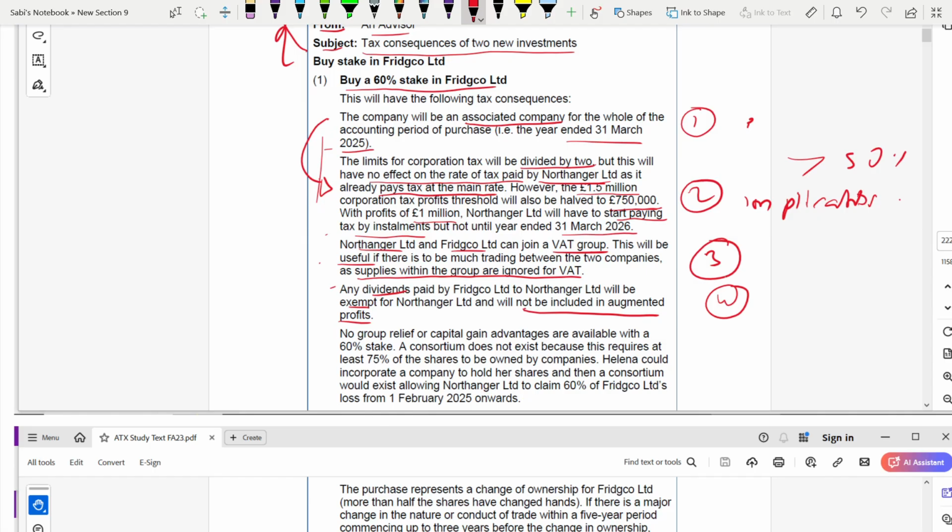because they are in the same group. So intra-group dividends are not included in augmented profit. Only dividends from outside the group are included in augmented profit. Fourth point. Okay, this is how you collect 1 mark each.